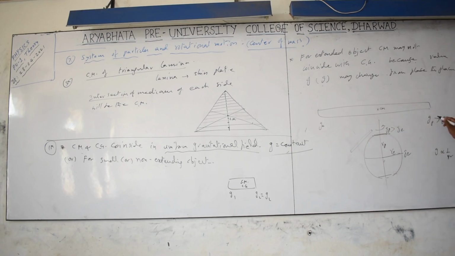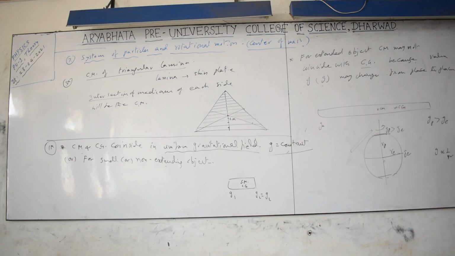But if the G at the poles is more than G at the equator, the weight here is more. So center of gravity depends on the weight, which means the acceleration due to gravity G. This side's weight is more than this side's weight. In that case, the center of gravity is close to the larger weight side. This is the center of gravity. Center of gravity does not coincide with center of mass for extended objects or big objects.